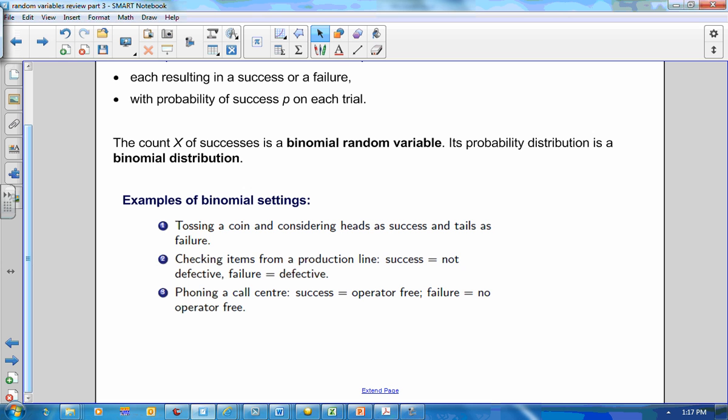Here are some examples of binomial settings: tossing a coin and considering whether it comes up heads or tails. So their successes are heads, or you can define successes as tails. Checking items from a production line, where success would be they're not defective and failure would be they're defective. Phoning a call center, success, the operator is free and can take your call. Failure, no operator is free.